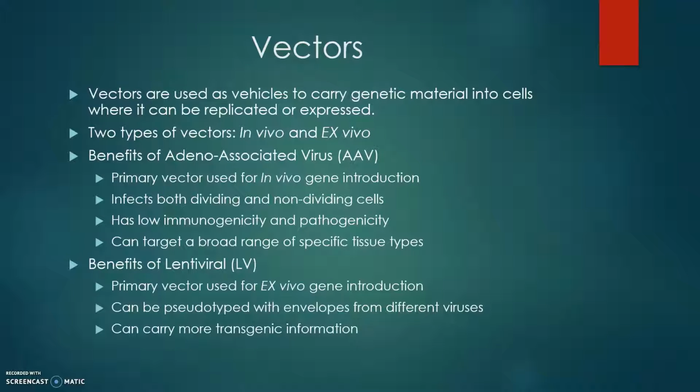And also for the ex vivo, we have the lentiviral LV, which is beneficial because we can actually pseudotype this with different envelopes from different viruses. So the capsules in which the DNA, or the nucleic acid, is stored can be modified so it can actually even further specify which tissues it is targeting. And also the LV is able to carry more transgenic information, where the AAV is able to carry about 250 to 500 nucleotides. The LV is able to carry about 800, so they're just much larger in size.